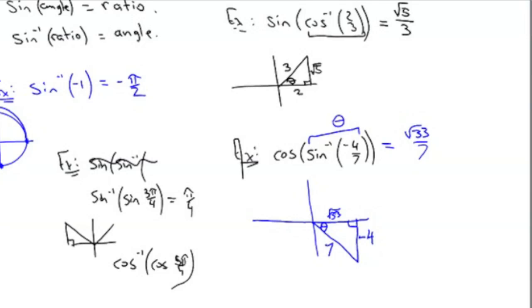Third quadrant, but cosine inverse doesn't work in the third quadrant. So that's where your angle is, but where do I have to put it? Cosine is negative in this quadrant. Yeah, it has to go in the second quadrant, where cosine is still negative.